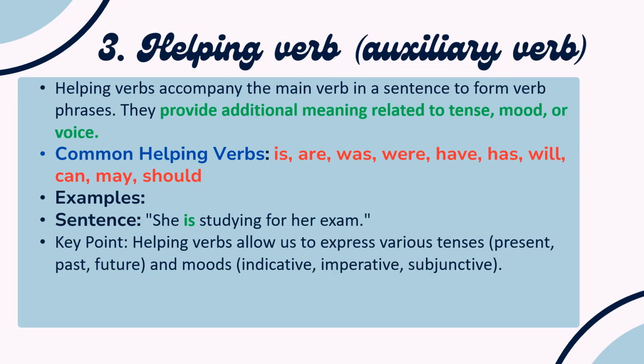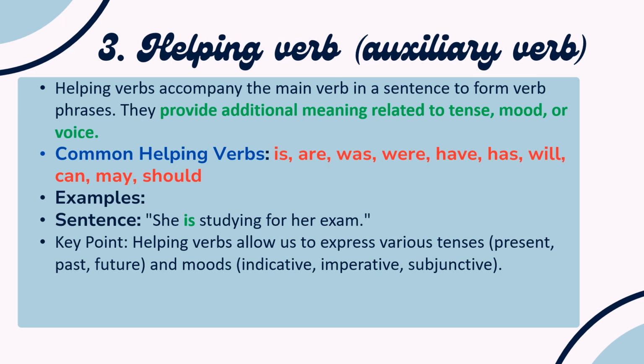The third one is the helping verb, which is also known as the auxiliary verb. So what does a helping verb do? It accompanies the main verb in a sentence so that it could form a verb phrase. And what does it provide us? It provides additional meaning to the tense, the mood or the voice. For example, you could use helping verbs like is, are, was, were, have, has, will, can, may, should.